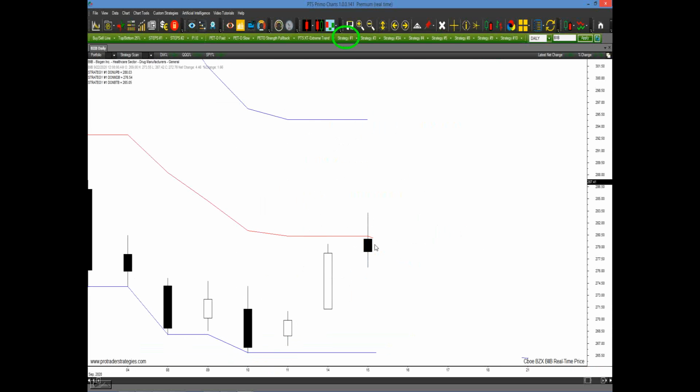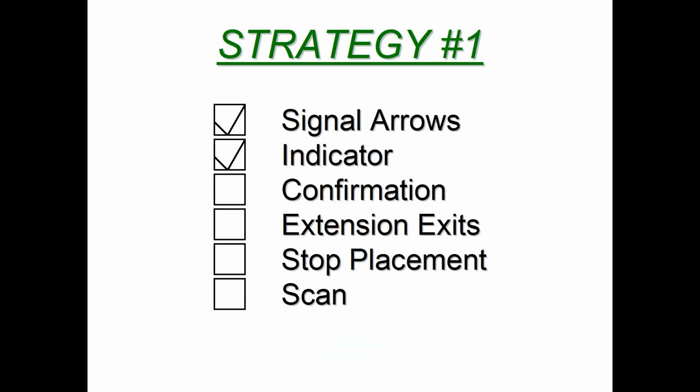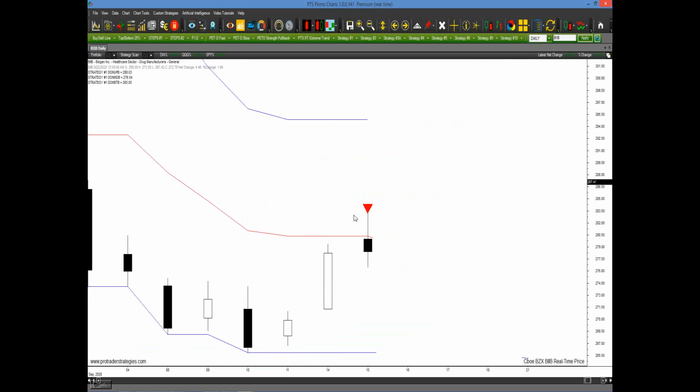Click on strategy 1, click on signal arrows to give you feedback if you're right or wrong, and you're correct. There's a red arrow above. So this is how you learn how to trade. Remember, we are an educational company.